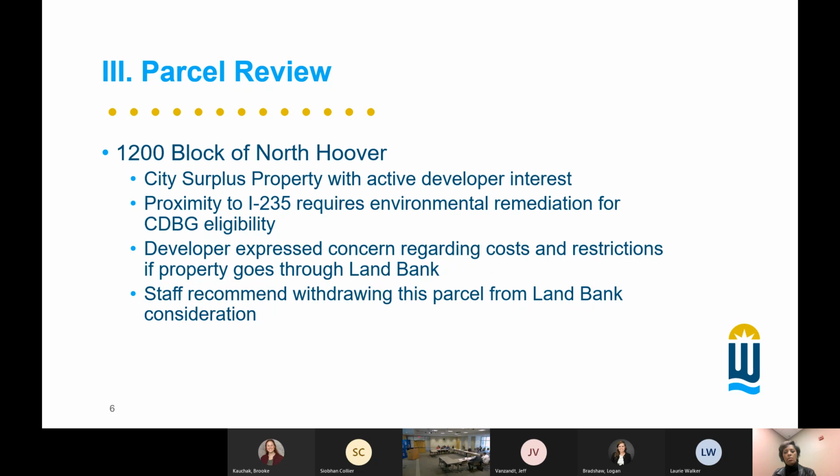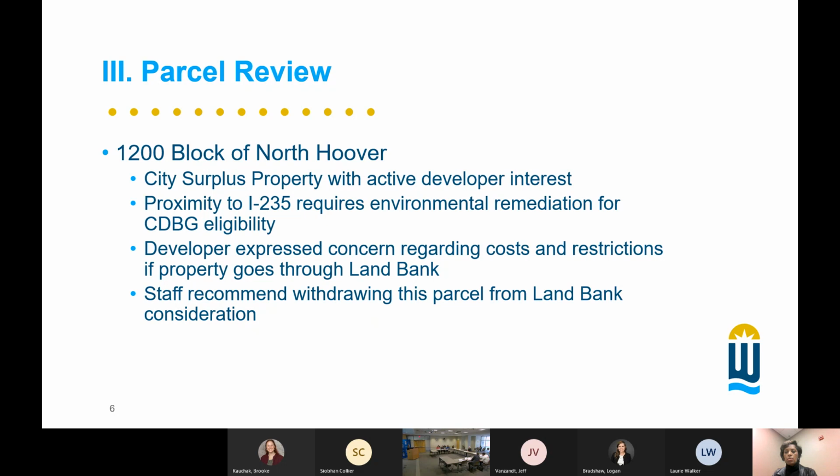Due to the location, the road noise, and probably the highway too, I would think there's sound decibel levels in excess of what is allowable. And so that would increase the amount of probably insulation that would have to go into the building as well, which would increase cost for the developer. So at this time, it makes more sense to just have the property be sold through the real estate office instead of the land bank.